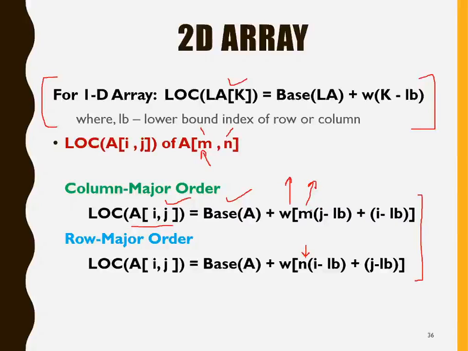So we multiply the value of the row number by this j minus 1. j represents the index position whose address I need to calculate, minus the lower bound value, and i minus the lower bound will be added to it. In the case of row major order, we have to use this column number to multiply with the row number, and based on this the address can be calculated.